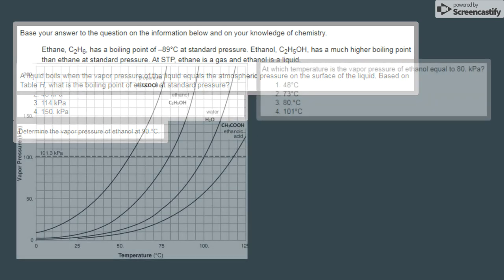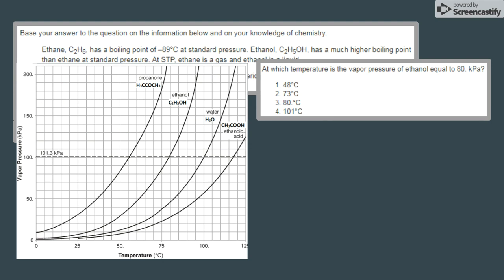Let's try another problem. At which temperature is the vapor pressure of ethanol equal to 80 kilopascals? Okay, for this problem, you need to locate 80 kilopascals on the y-axis, find the curve for ethanol, and then you see that it roughly corresponds to 73 degrees Celsius on the x-axis. So the answer choice is 2. Let's try another problem.